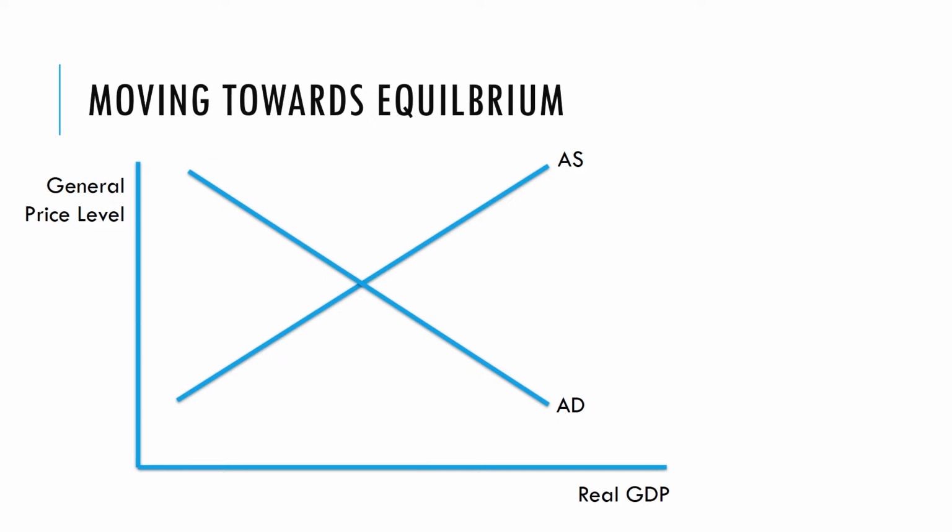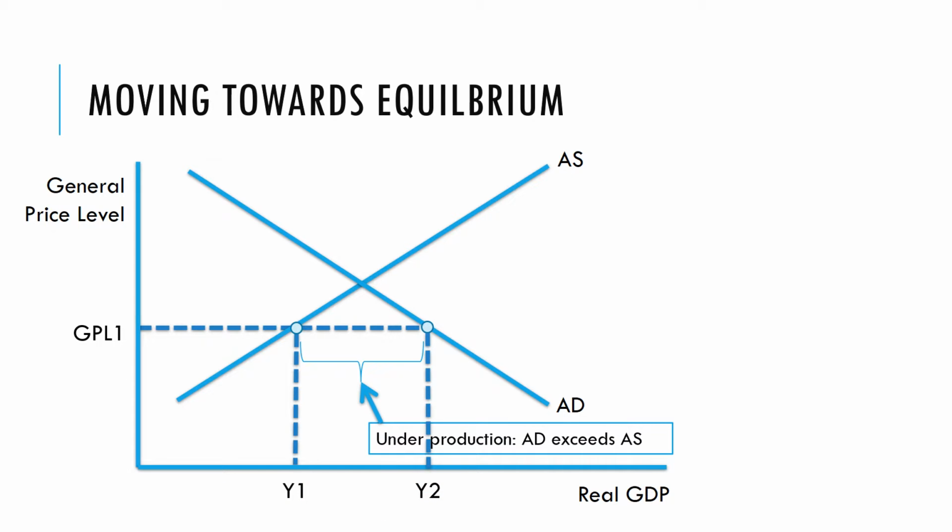Let's have a look at a second example now. Let's imagine the price level was at price level 1, but actually this was a lot lower. At this price level, the planned spending within the economy would be Y2, and the planned level of output within the economy would be Y1. In this situation, we have underproduction as the planned spending exceeds the planned output.